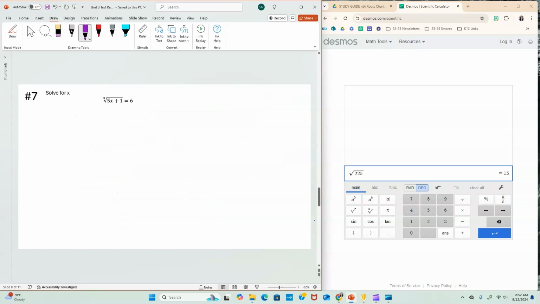Okay, so now let's try this equation. Here we have a cube root equation, okay? So the opposite, remember, of a radical is to do the power of the index, okay? So what I'm going to do is I'm going to raise both sides to the third power, and that's how I'm going to undo that radical.